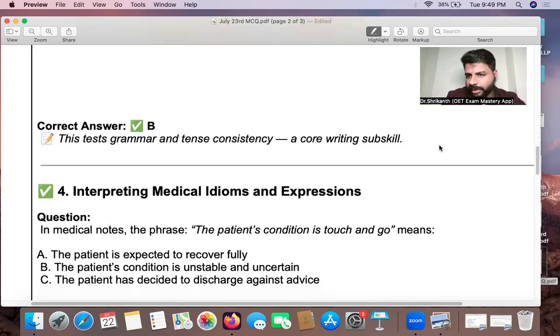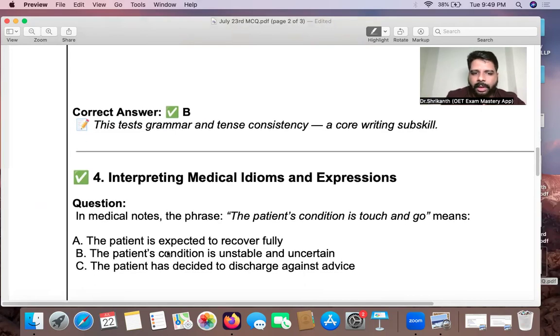Medical idioms and expressions. Idioms are basically figurative speeches. Okay, so let's read the sentence over here. In medical notes, the phrase, the patient's condition is touch and go. Okay, so touch and go is basically what we call idioms, or metaphors or expressions. Okay, there is no touching, there is no going over here. It is just an expression, but you need to identify what is the meaning of that expression. So is it A, B, or C? Condition is touch and go.